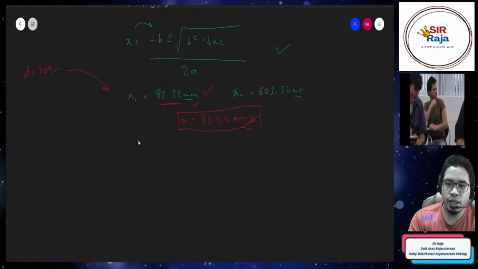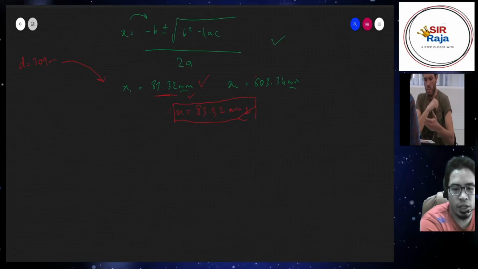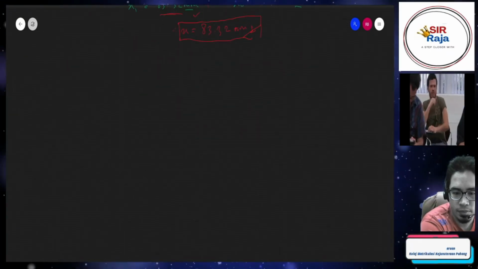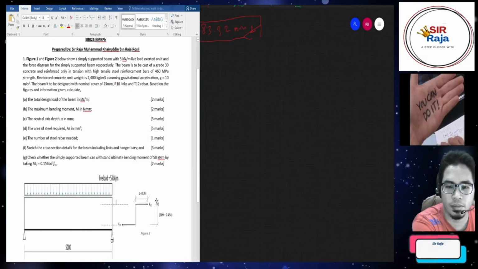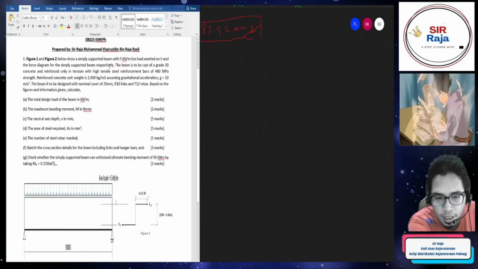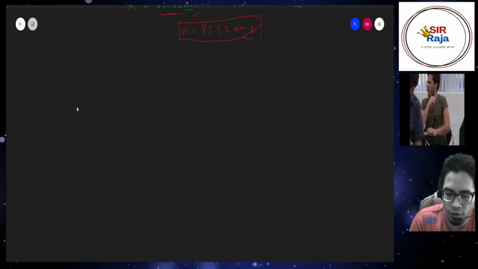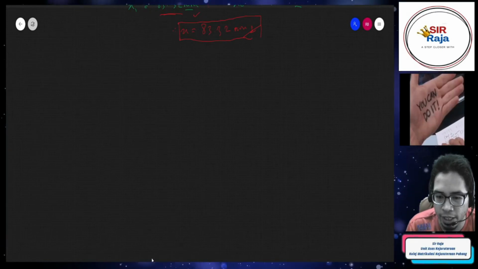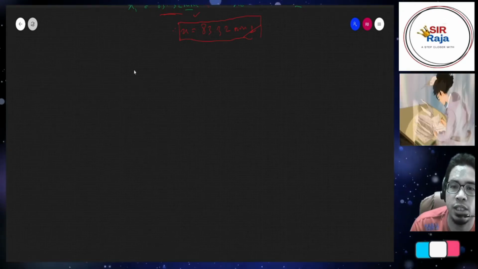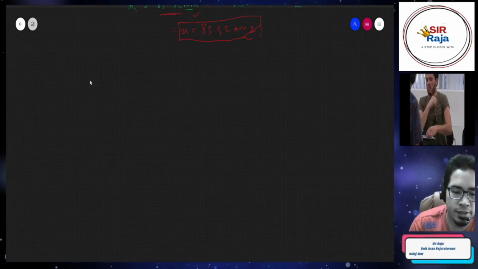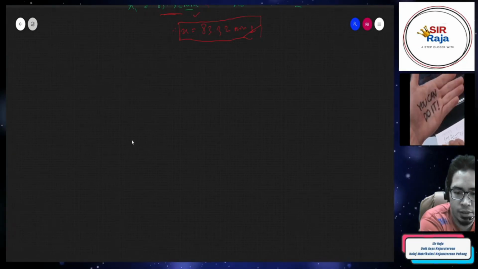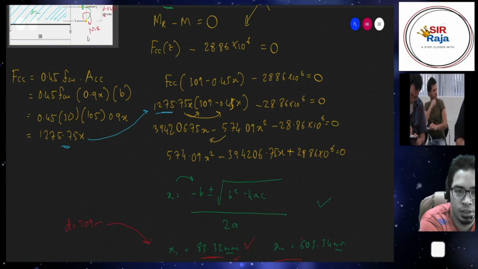Alright, so now we got our x. So what do we have? What is next? Alright, the next question, find the area of steel. So as typical as can get. So we can straight away use this formula. So we know that from our diagram here, just going to use this again.